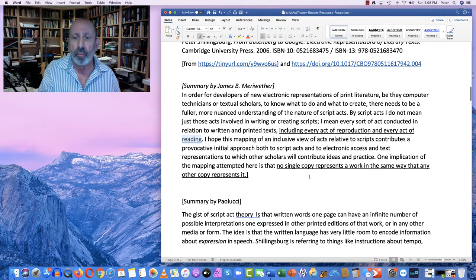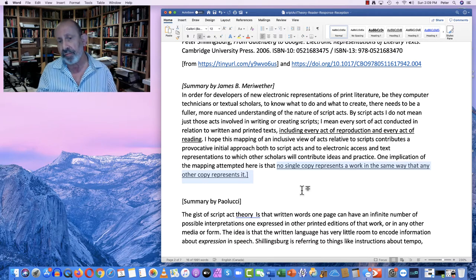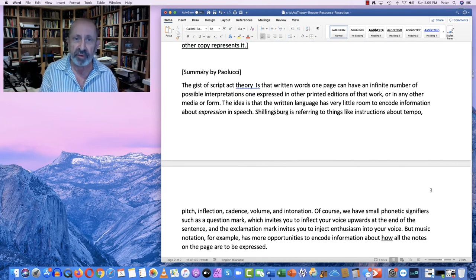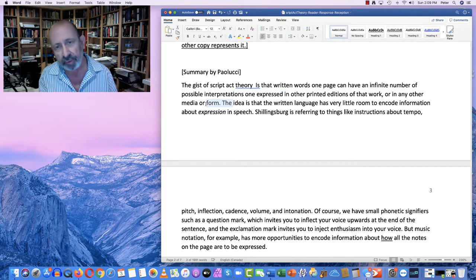So, one of the implications for script act theory is that no single copy represents a work in the same way that the other copy represents it. Each time you have a different edition or a different version, it is a brand new game. And so my paraphrase of it is that the gist of script act theory is that written words on the page can have an infinite number of possible interpretations, regardless of whether it's expressed in print or in other media. The idea is that the written language, our script in English, has very little to do with expression.